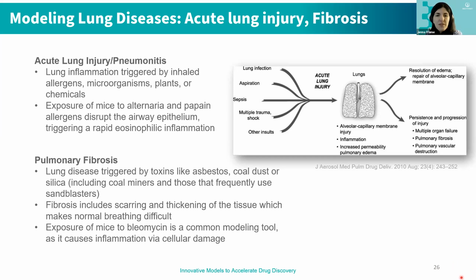Pulmonary fibrosis is a lung disease which can be triggered by toxins like asbestos, coal dust, or silica. And fibrosis really involves scarring and thickening of the lung tissue, which makes normal breathing difficult. And the experimental model of pulmonary fibrosis commonly used is exposure of mice to bleomycin, as it causes inflammation via cellular damage.